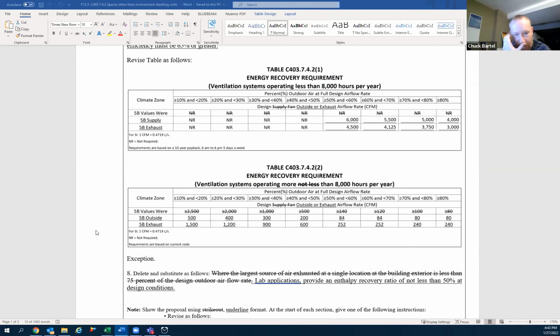I still think it's kind of, because the way it's written, it says either or. So if the building is supplied with 15% outside air, but they have an exhaust of, you know, 10,000 for the restroom, is energy recovery required? Because you've now. Sorry, go ahead.